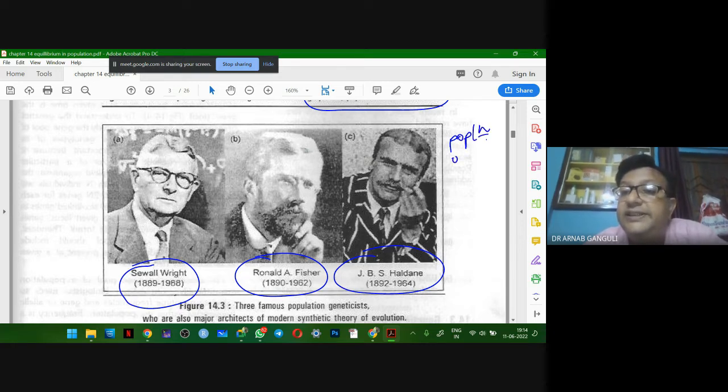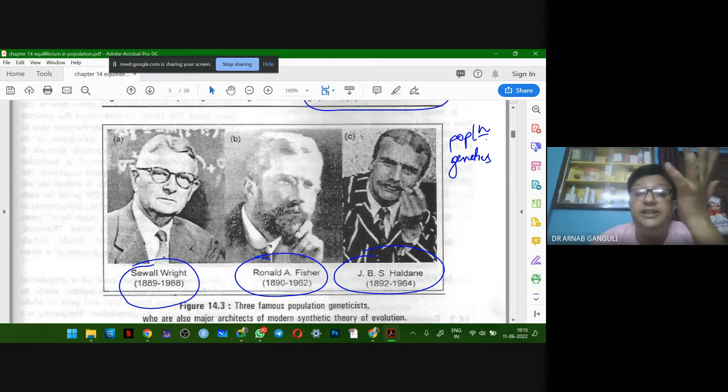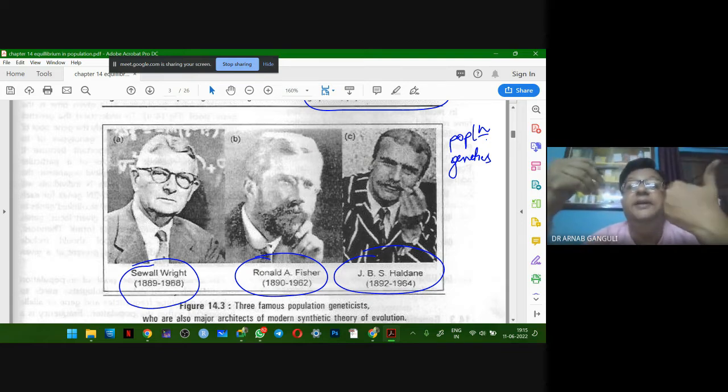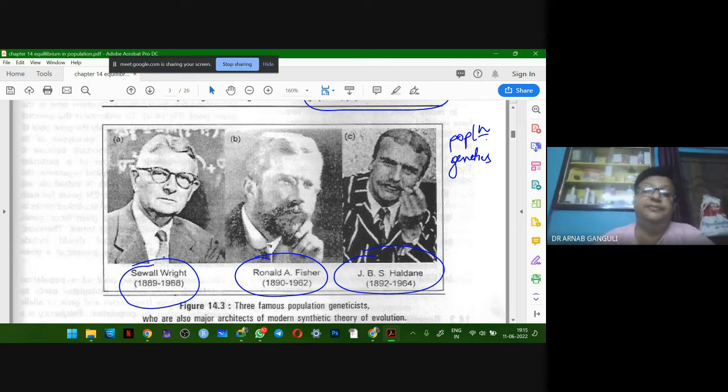Population genetics. Basically, you study the transmission of genes in a population. In genetics, you see from parents to offspring. It is an individual case. But here you are thinking about the same thing in terms of a whole population.